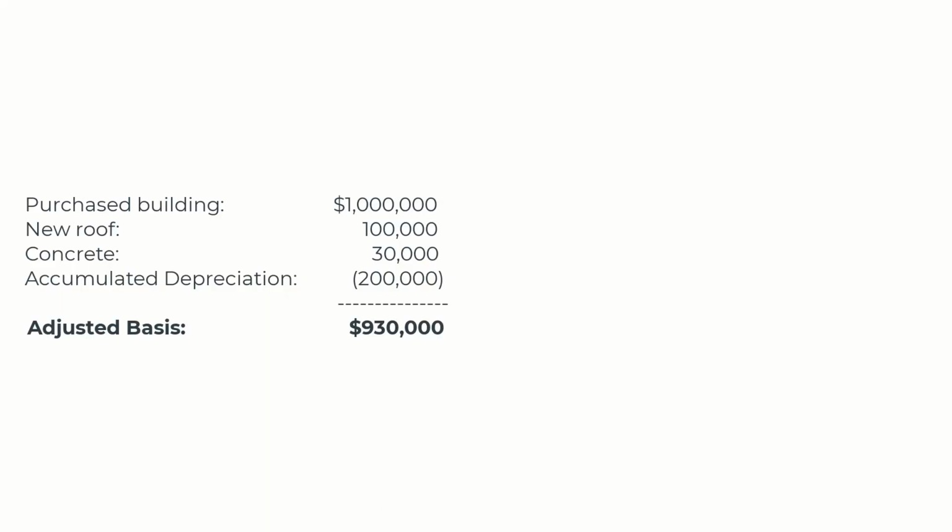So if you purchase that apartment building for $1 million and then spend $100,000 on a re-roofing project and then $30,000 on some concrete, and over the period of time that you've owned the apartment building, there's been $200,000 of depreciation, then your adjusted basis is going to be $930,000. And when you sell your apartment building later, you want to use the $930,000 versus the $1 million that you originally purchased your property at.